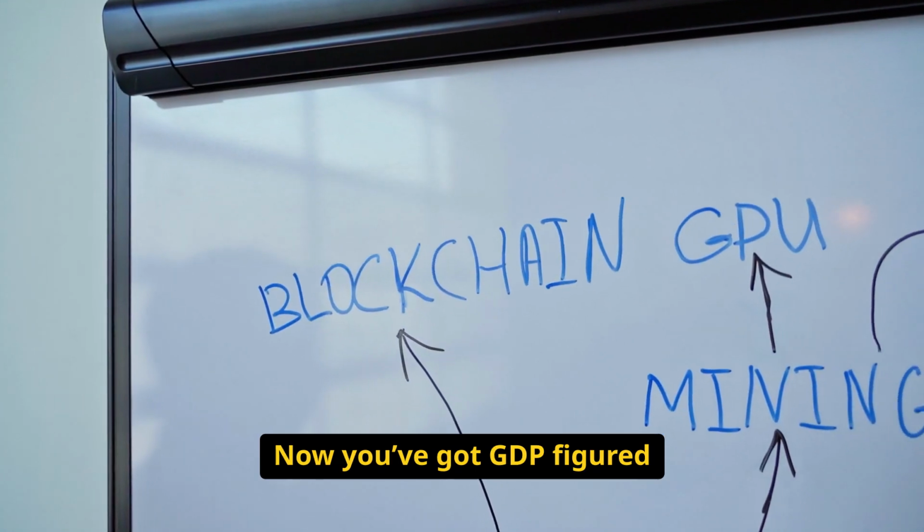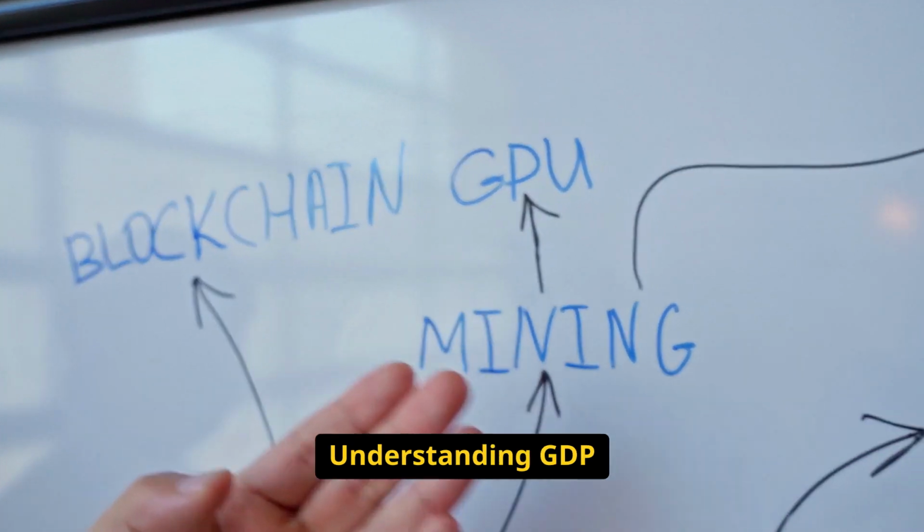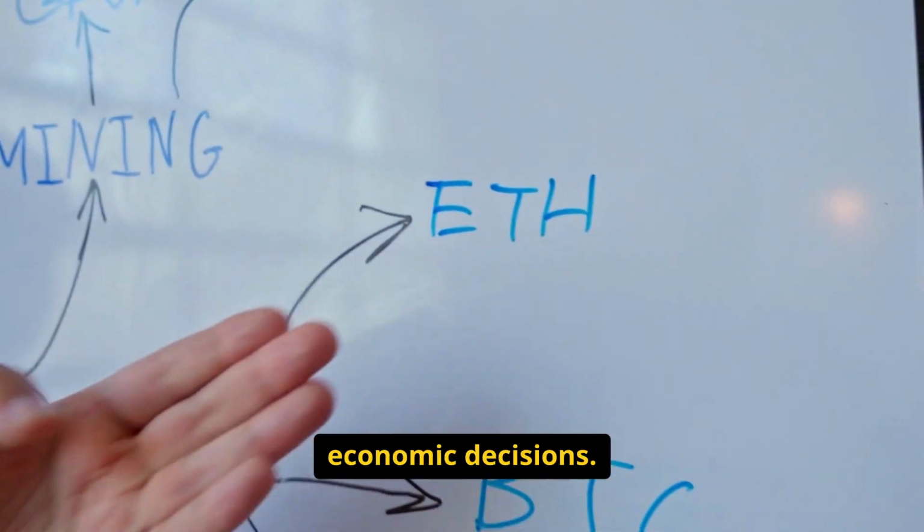Now you've got GDP figured out in 5 easy steps. Understanding GDP is key to making smart economic decisions.